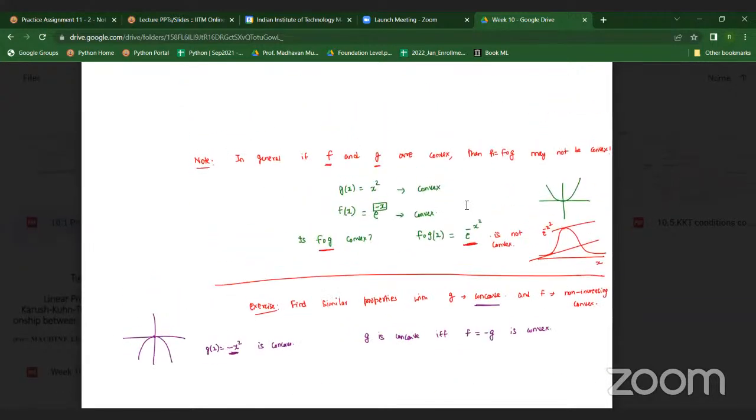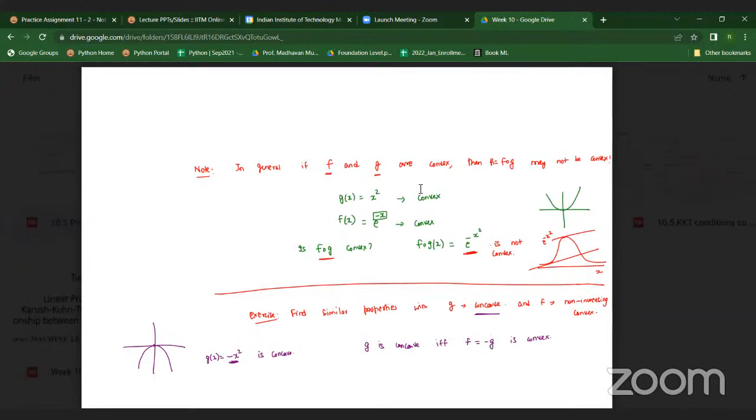In general, it's not always true that f of g of x can be convex. Can you explain the two conditions, sir, f and g again? Can I explain the f and g conditions again? Yes.